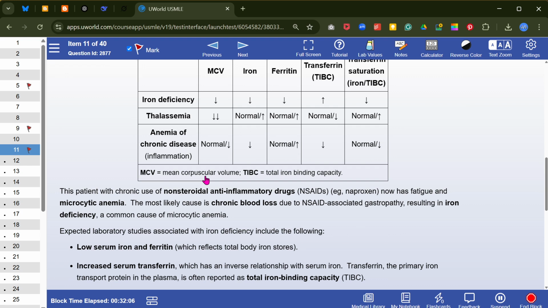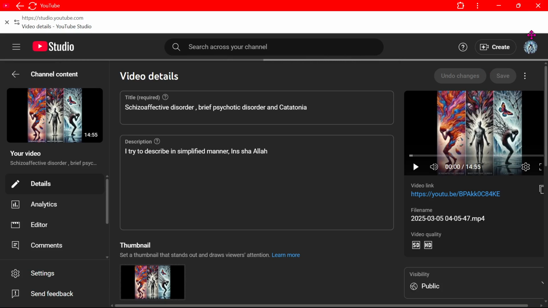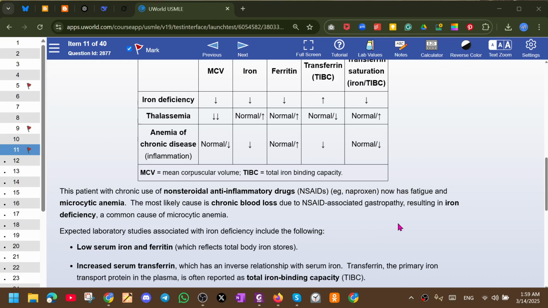So this patient with chronic use of NSAID has now fatigue and microcytic anemia. The most likely cause is chronic blood loss due to NSAID-associated gastropathy resulting in iron deficiency anemia.